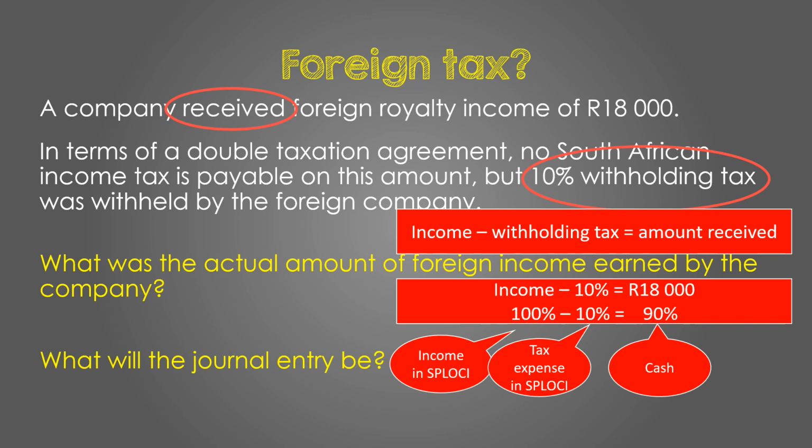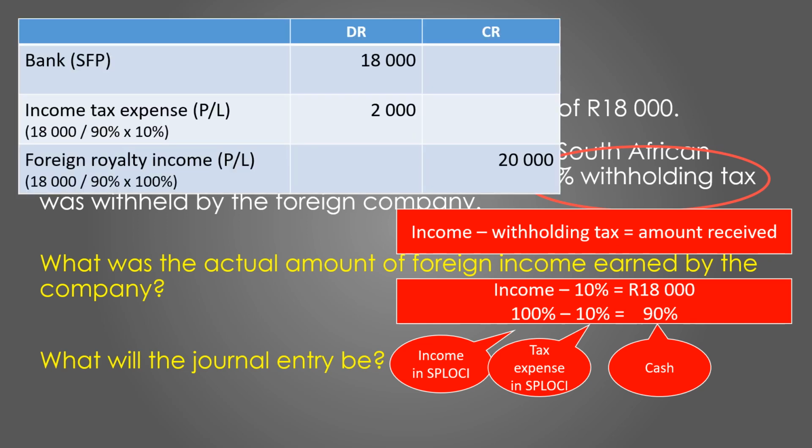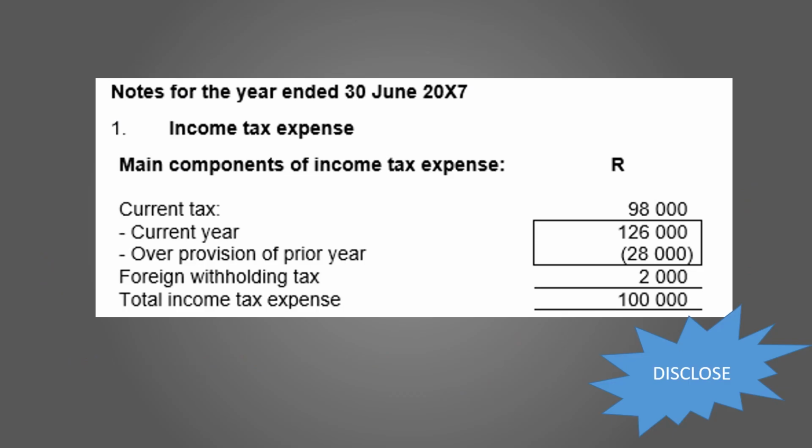So what will the journal entry be for this foreign income and foreign tax? We will debit the bank with the 18,000, debit the income tax expense with a foreign tax of 2,000 Rand, and we will credit the foreign royalty income or whatever type of income it was. So in our note where we disclose our income tax expense, what it's made up of, the main components of the income tax expense, we now have this additional line for the foreign withholding tax.